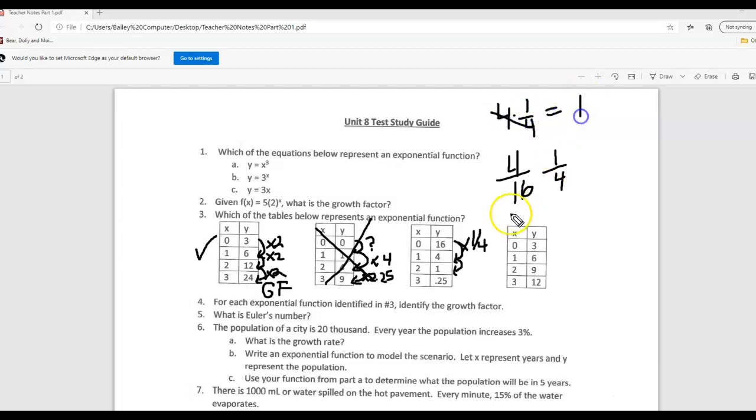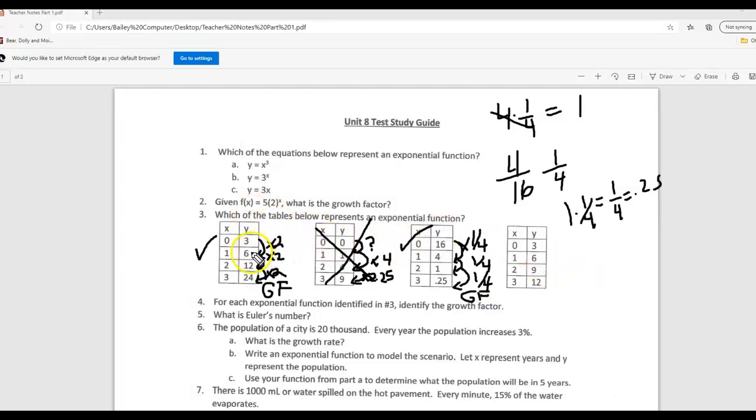Cancel, I'm left with 1. So if I multiply 4 by 1/4, that gives me 1. And what happens if I multiply 1 by 1/4? 1 times 1/4 gives me 1/4, which as a decimal is 0.25. So we do have a consistent multiplication going on here: every time we're multiplying by a 4. So that's my growth factor, and this one is in fact an exponential function.